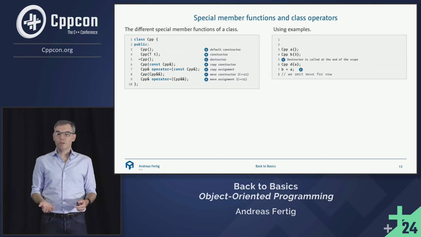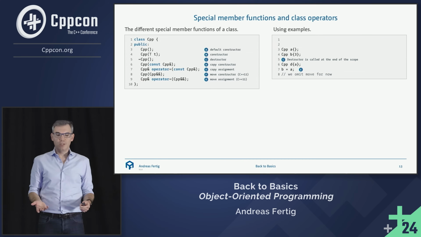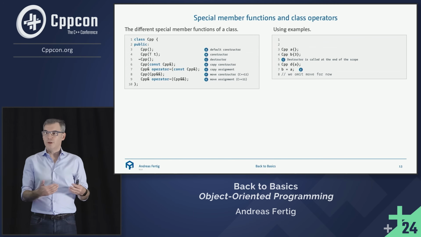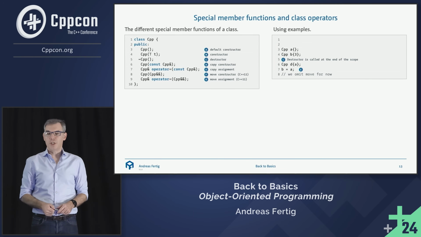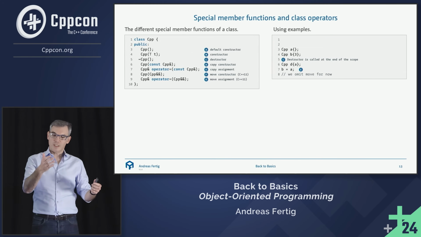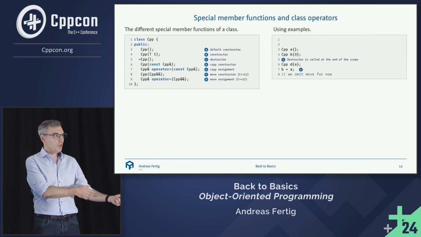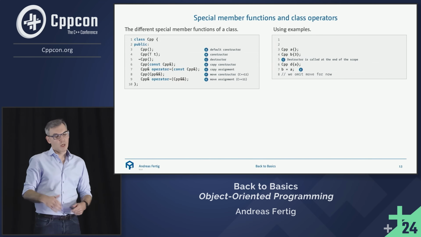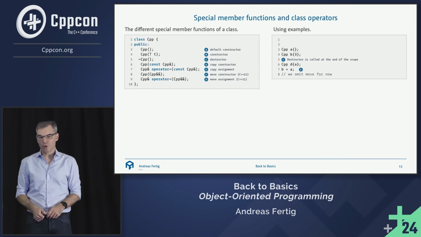I'm not showing you the destructor here because we usually do not invoke it directly. It's either invoked when we are leaving the scope for stack objects or when we are calling delete in the background. Then in line number 6, I invoke the copy constructor because I create a new D object and pass the A object that already exists of type CPP to it. And subsequently in E, I assign an existing A object to an already existing B object. This invokes the copy assignment operator. So we are doing a copy here. Okay. So this is how the special member functions and the class operators work together.